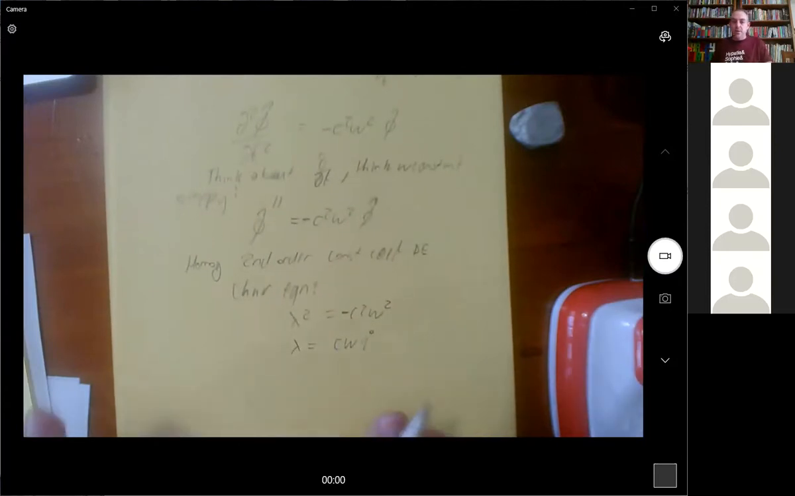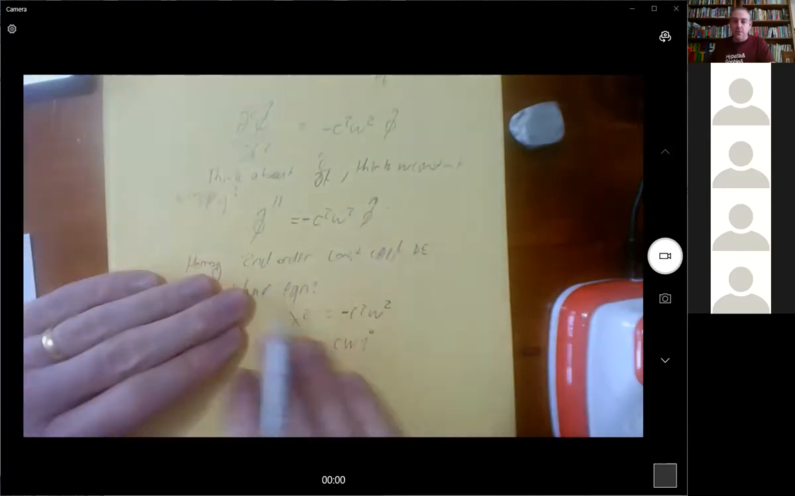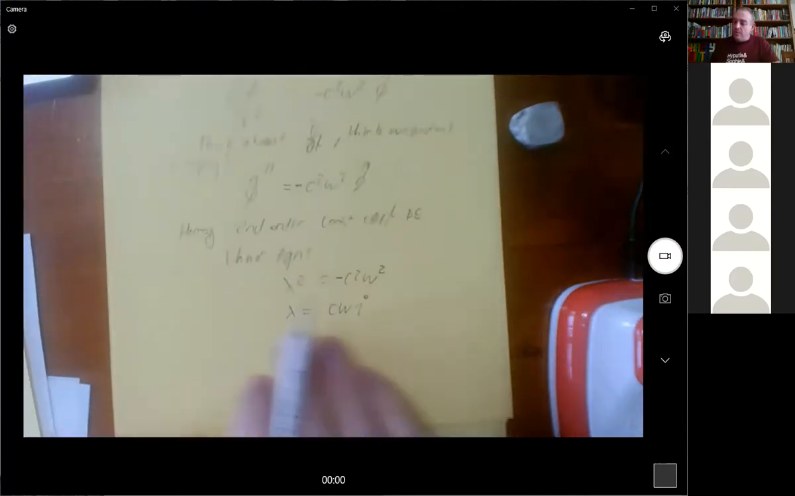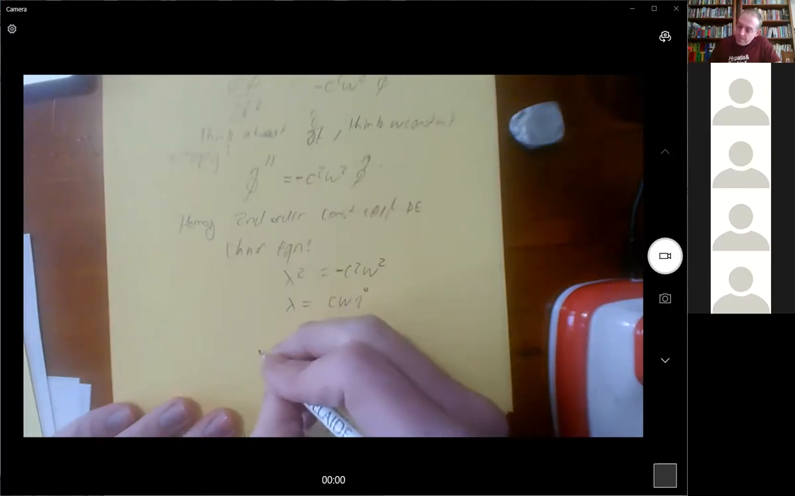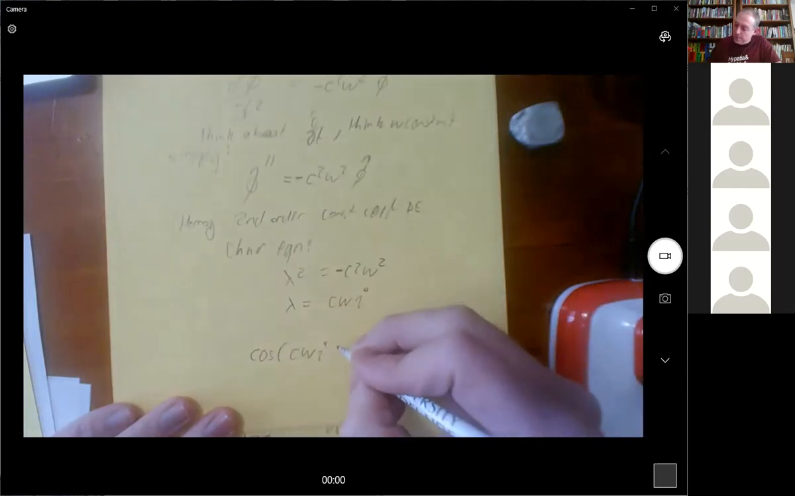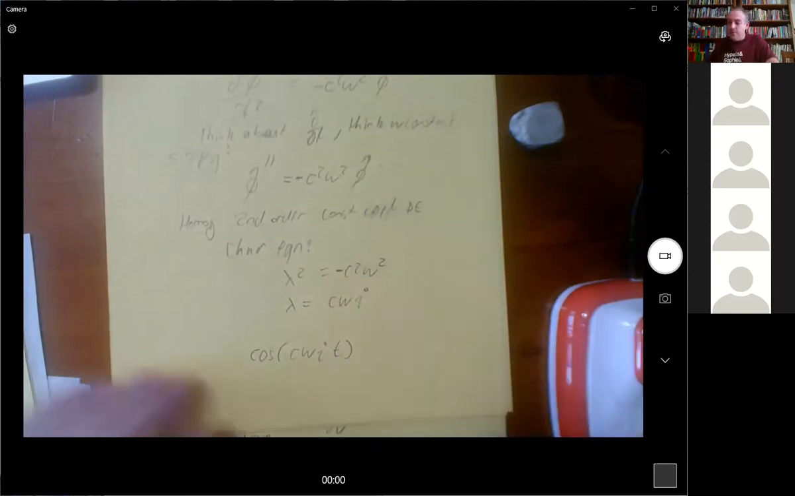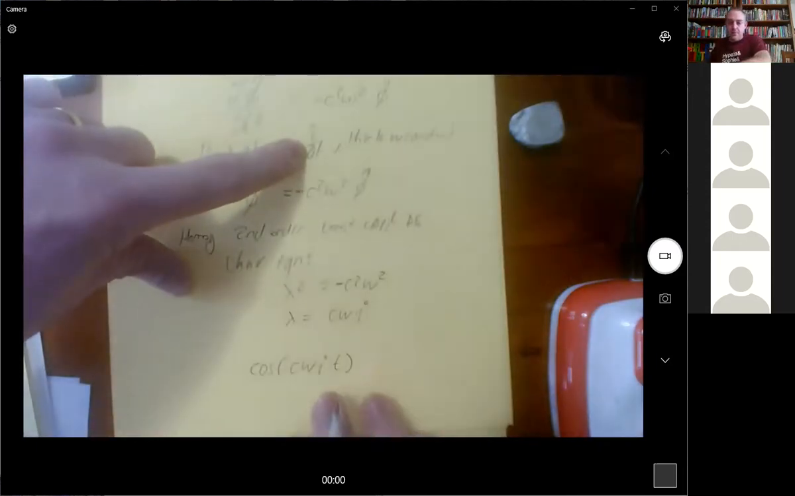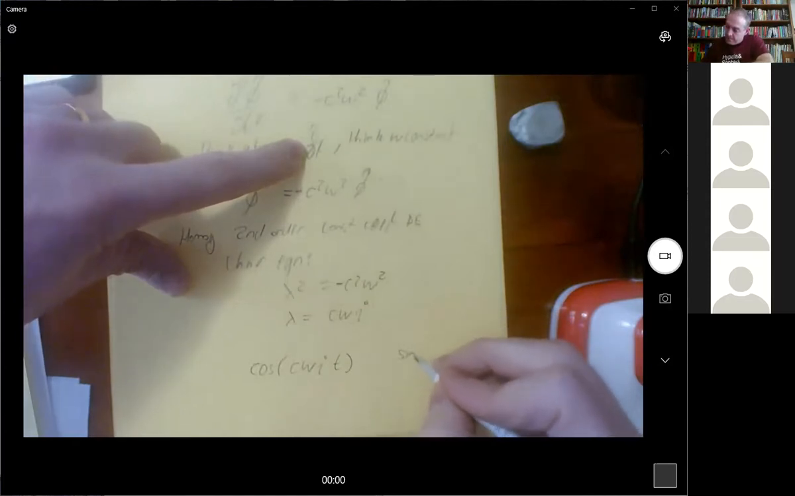So now we're at this stage. This is a second order DE that's constant coefficients. It's got a characteristic equation. We've got this, and when you've got those things, the two solutions will be cos of this t, because it's a d on dt and the things are in terms of t, and a sine of cwi t.